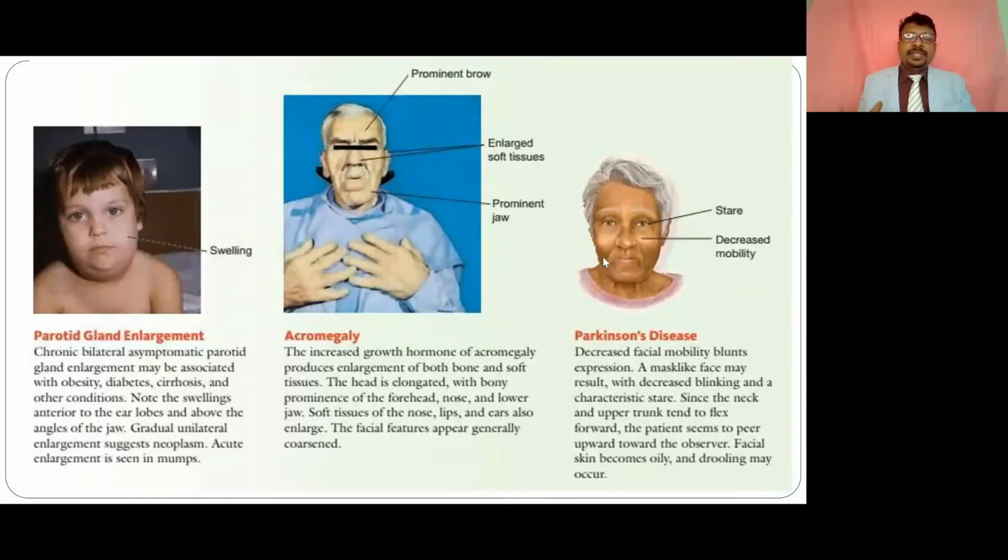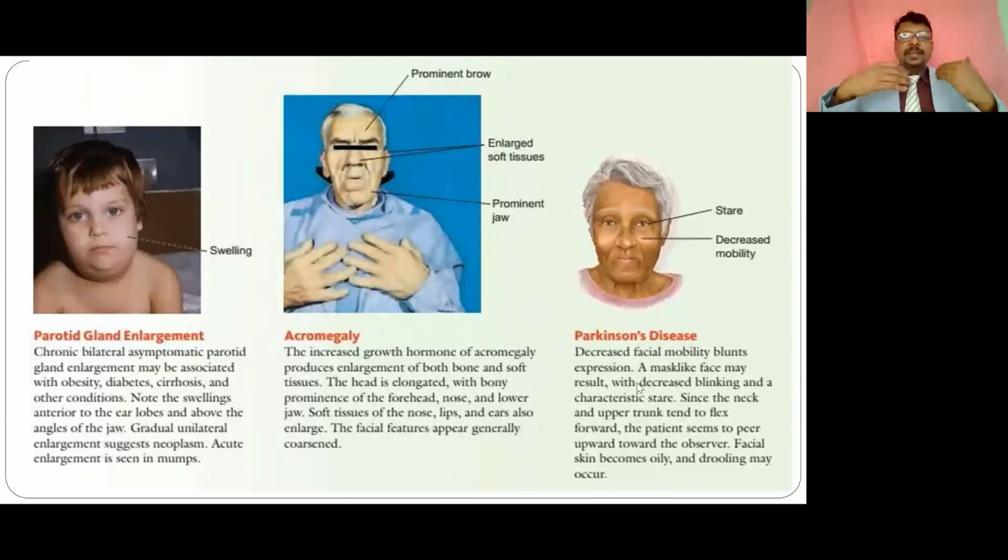If there is damage to the basal ganglia structures, a major feature is the expressionless face. Whether they are happy or sad, they cannot express the emotion. So they have nil facial expression, with decreased facial mobility and blunt expressions. It is a mask-like face. If they put on a mask, how would they show expression? They are unable to do facial expressions.